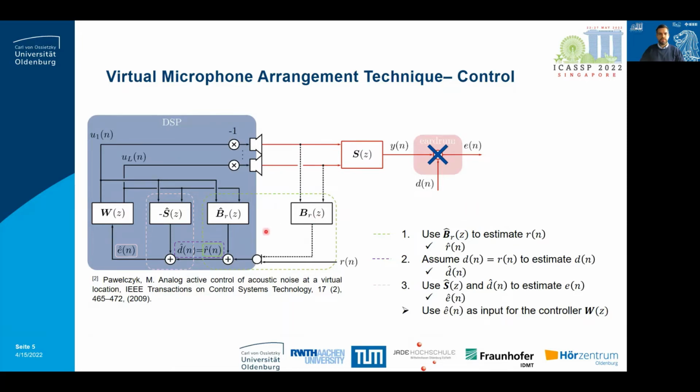First, the measured acoustic path B hat is used to cancel the control signal at the position of the inner microphone, and through this estimate the noise sound field at the inner microphone R of n. Second, the sound field at the eardrum D of n is approximated using R hat by assuming that for the noise source, the sound pressure at the inner microphone and at the eardrum are equal. Third, using the estimated signal D hat and the measured acoustic path S hat, an approximation of the sound pressure at the eardrum E of n is computed. This estimated sound pressure at the eardrum E hat is used as input for the single input multiple output controller W.